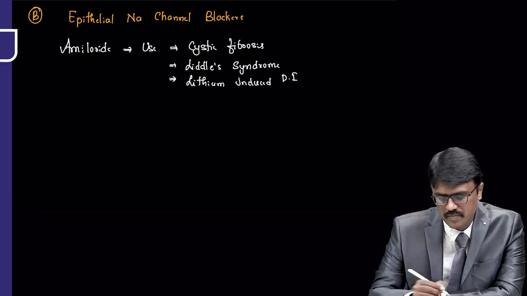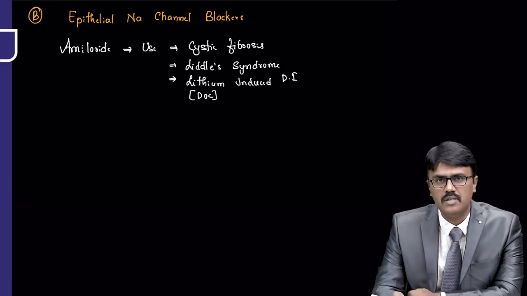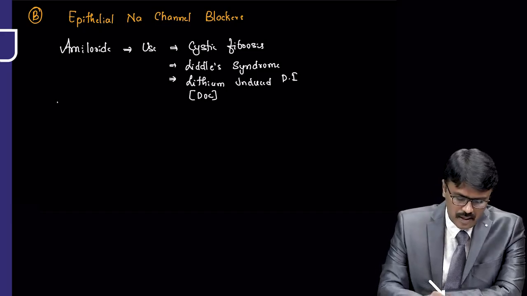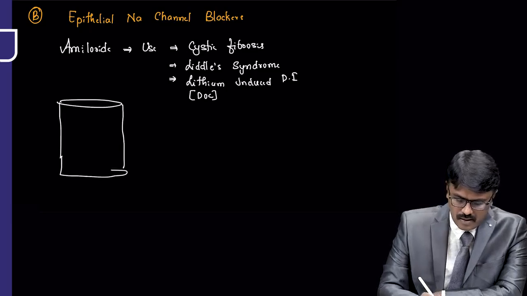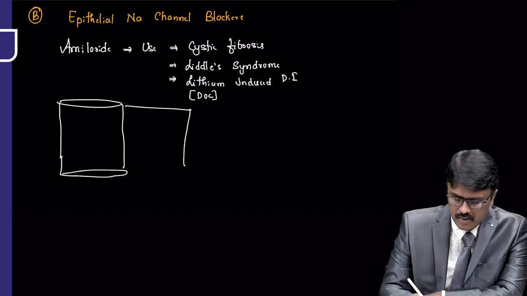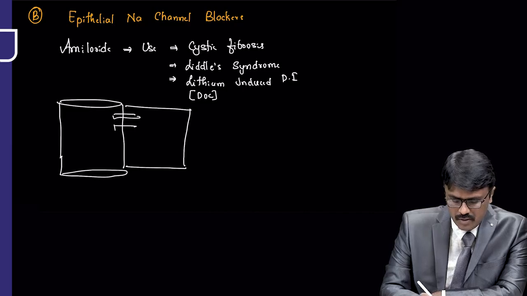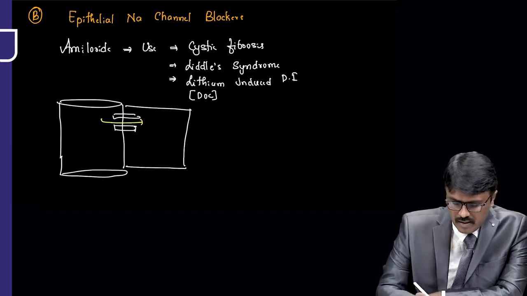diabetes insipidus. So amiloride is the drug of choice for lithium-induced diabetes insipidus. Now why is it the drug of choice? The reason is here. I'll draw the collecting duct again for you. This is the collecting duct and this is the cell nearby. Now I told you there is a channel called ENaC through which sodium enters. Through the same channel, the lithium enters.